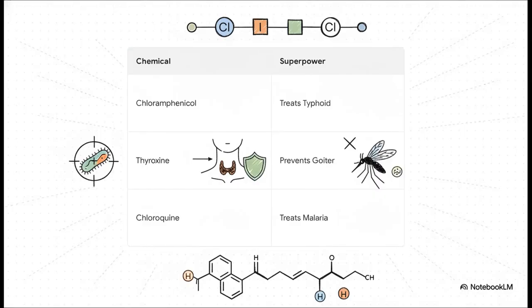And hey, these aren't just abstract drawings on a chalkboard. These are real-life heroes. Take chloramphenicol. It's a chlorine-containing antibiotic produced by microorganisms, and it is incredibly effective at treating typhoid fever. Or look at our own bodies. We naturally produce an iodine-containing hormone called thyroxine. If you don't have enough of it, you can actually develop a disease called goiter. And then there's chloroquine, a synthetic halogen compound that's been used extensively to treat malaria. It's crazy to think about, but by simply adding a halogen to a carbon structure, we unlock chemical properties that fight some of the worst diseases in human history.